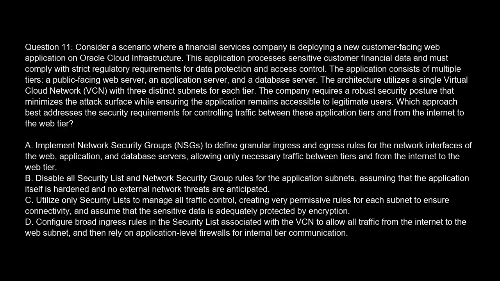Option C. Utilize only security lists to manage all traffic control, creating very permissive rules for each subnet to ensure connectivity, and assume that the sensitive data is adequately protected by encryption. Option D. Configure broad ingress rules in the security list associated with the VCN to allow all traffic from the internet to the web subnet, and then rely on application-level firewalls for internal tier communication.